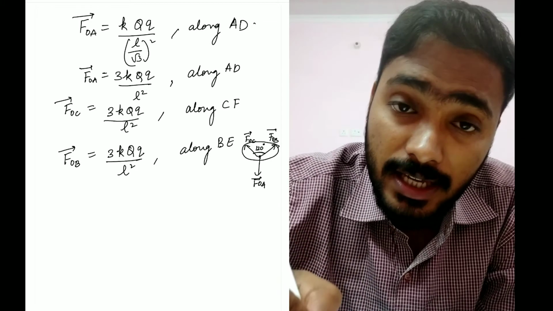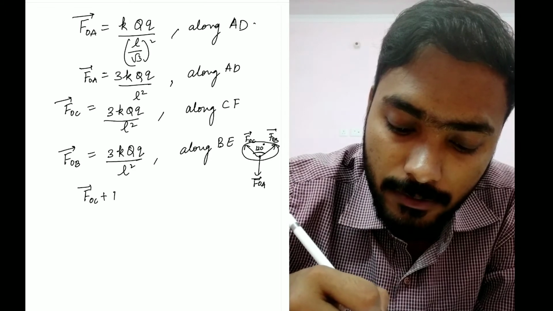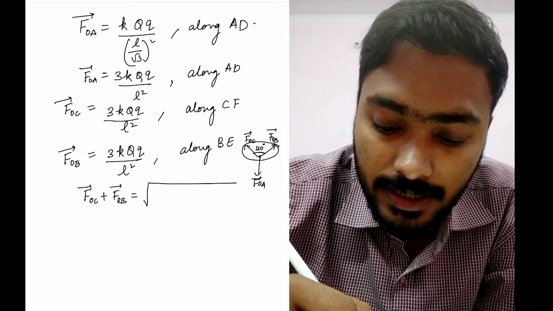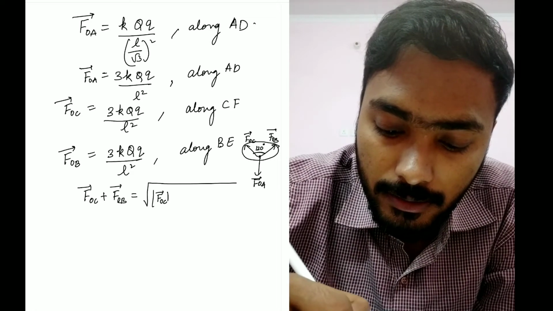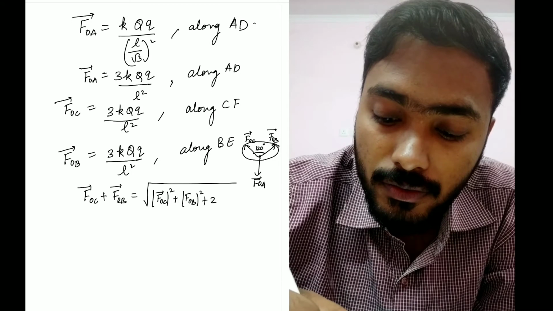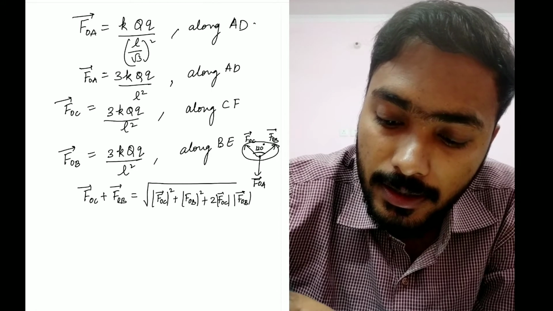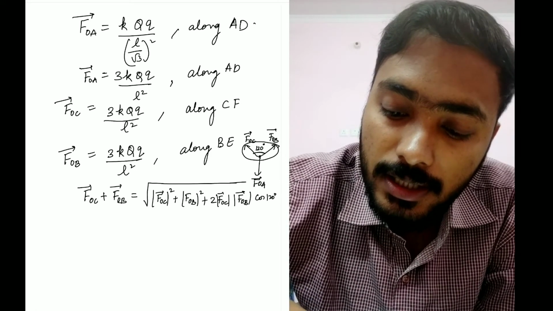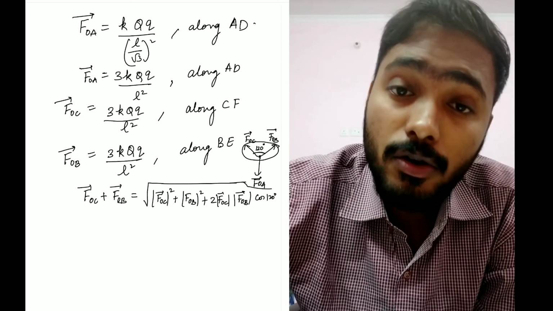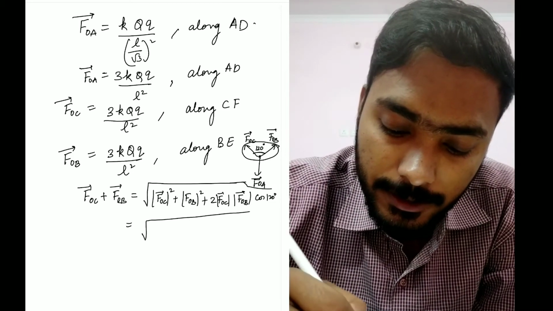Okay, great. If that is true, I can add these two vectors. First I'm going to add FOC plus FOB vectorially, right? We have studied this: that is FOC square plus FOB square plus 2 FOC FOB cos of 120 degree. For those who do not know, cos 120 is minus half, right? Okay, great.